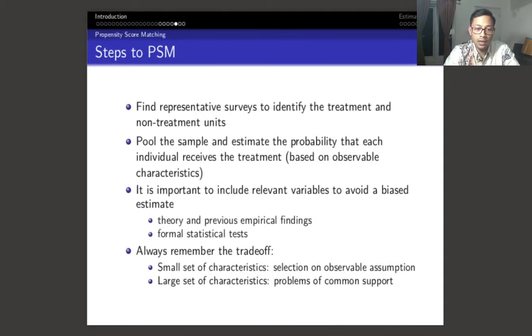However, if you have a large set of characteristics, then you may be facing problems of common support, because it's going to be difficult for you to find a set of individuals who receive the treatment and those who do not receive the treatment with the same propensity score. So always remember this trade-off, although this trade-off is going to be significantly reduced in the propensity score matching framework, it's still an issue to pay attention to.